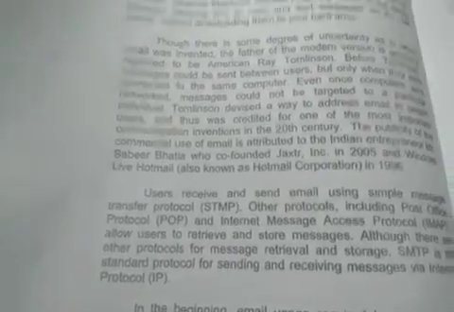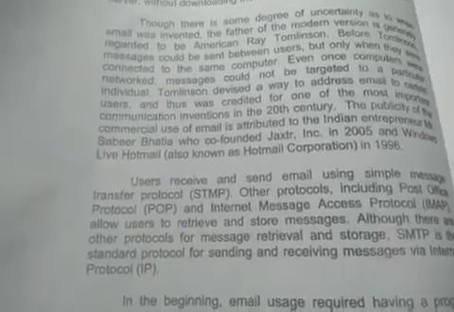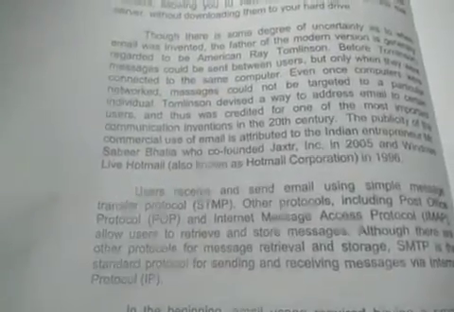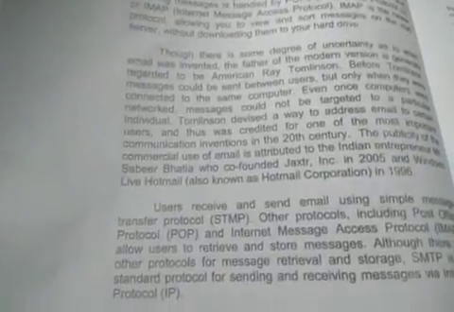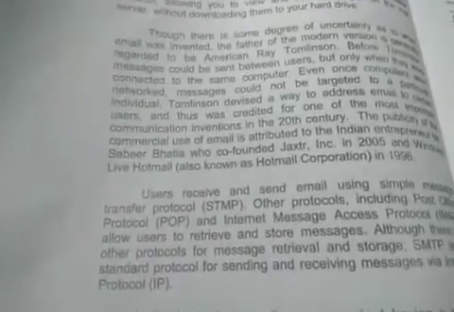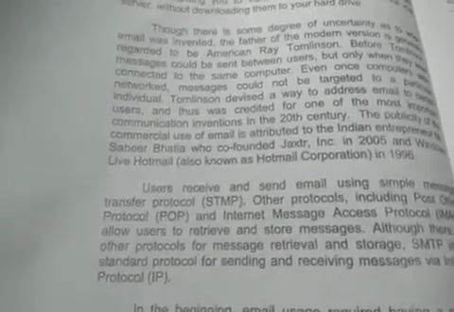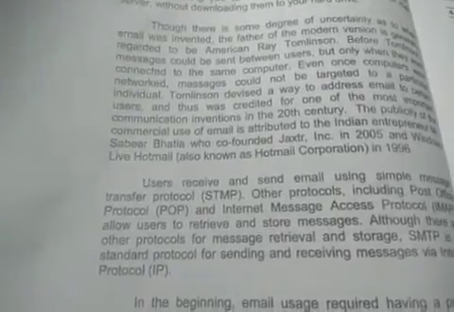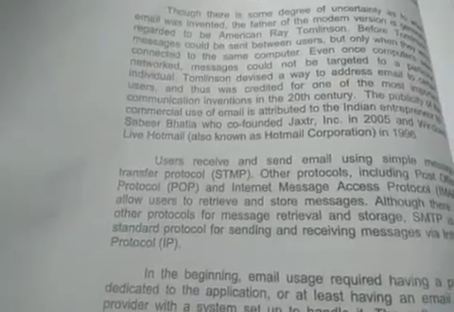Though there is some degree of uncertainty as to when email was invented, the father of the modern version is generally regarded to be the American Ray Tomlinson. Before Tomlinson, messages could be sent between users, but only when they were connected to the same computer. Even once computers were networked, messages could not be targeted to a particular individual. Tomlinson devised a way to address email to certain users, and thus was credited for one of the most important communication inventions in the 20th century.